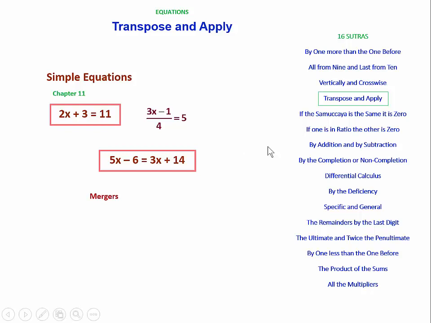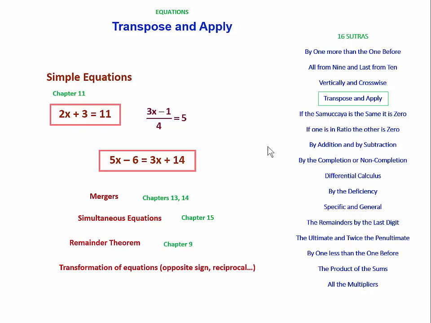Other ways in which we can apply the Transpose and Apply sutra, Paravartya Yojayate in Sanskrit, are in mergers. That's in chapters 13 and 14 of Deficiency's book. Simultaneous equations, chapter 15. In the remainder theorem, chapter 9. And it's also in use in transformation of equations. So if you've got an equation and you want another equation which has got the opposite signs to that one, you can apply this sutra there. Or if you want to get an equation with reciprocal roots to a given one, you can apply this sutra. That's in Discover Vedic Mathematics book.